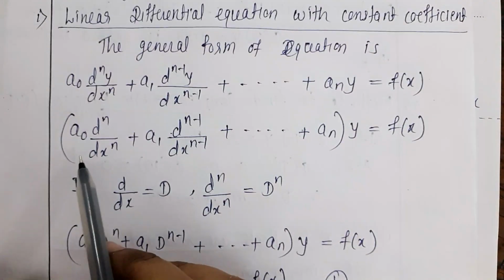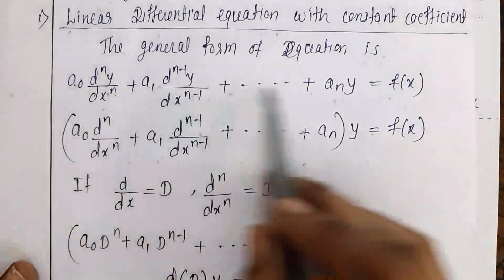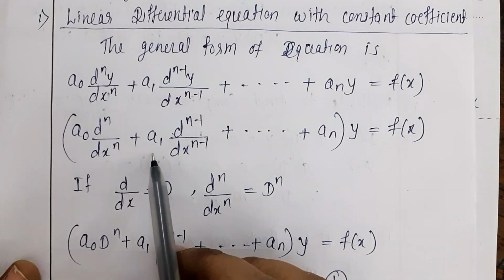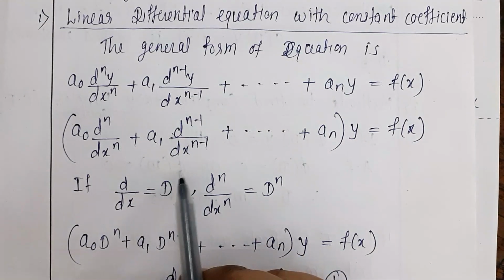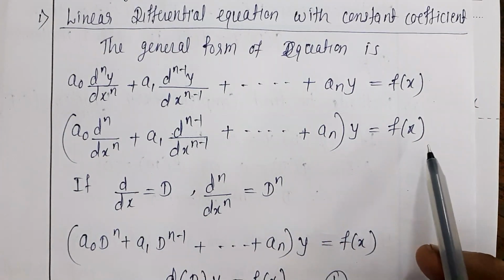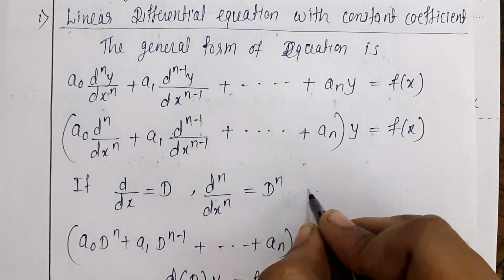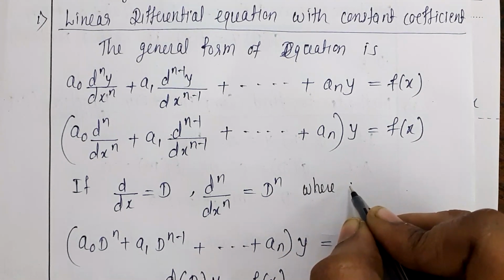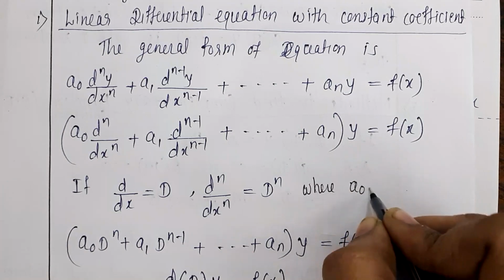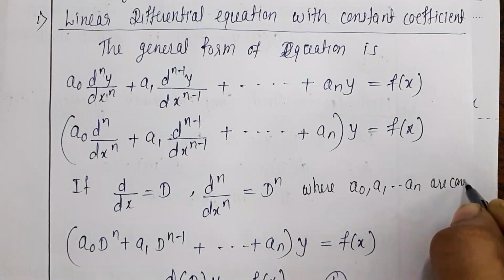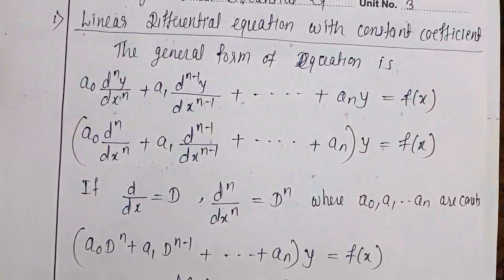If we take y common in all the terms, it becomes a0 d^n/dx^n plus a1 d^(n-1)/dx^(n-1) plus and so on, an, multiplied by y, is equal to f of x, where a0, a1 up to an are constants. So we denote d by dx as D.